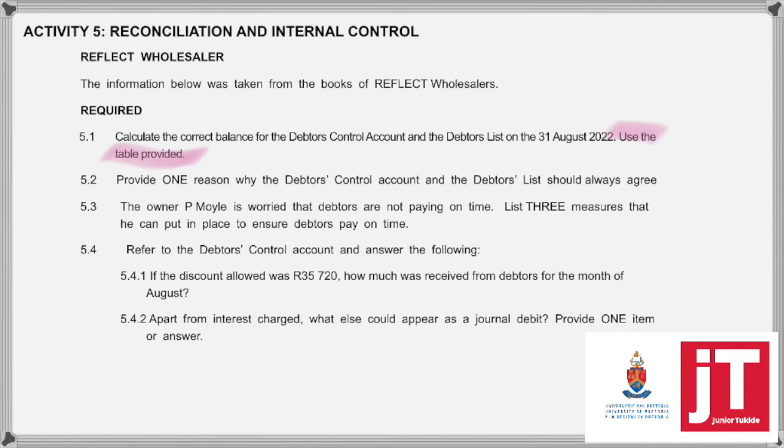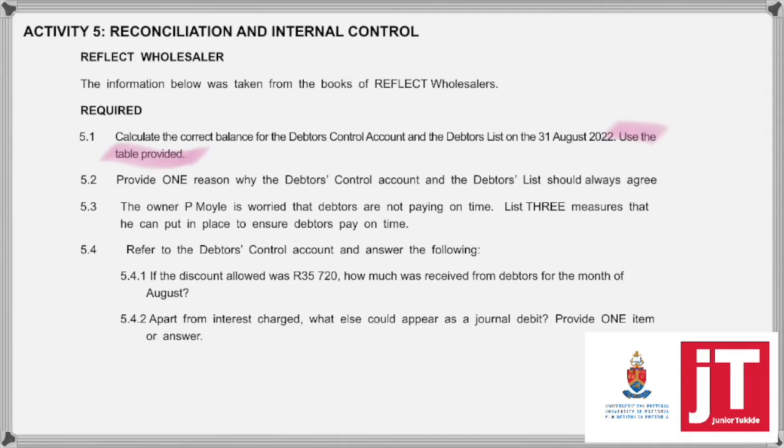They say provide one reason why the debtors control account and the debtors list should always agree. This is like a standard theory question that comes up in all of these questions throughout many exams and past exams. Then the owner, P. Moyle, is worried that the debtors are not paying on time. List 3 measures that can be put into place to ensure they pay on time. So that's an internal control. And refer to debtors control account that they give you. And then answer the following questions.